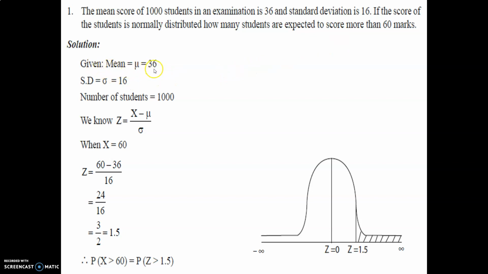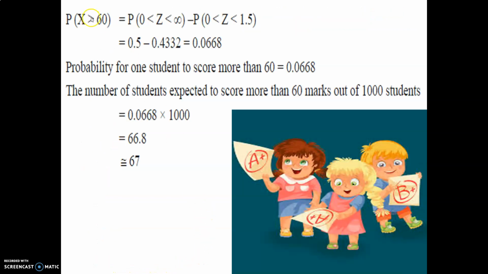Mean is given, that is mu is 36. Sigma, that is standard deviation, is 16. Number of students is 1000. We know that the z score is given by x minus mu upon sigma. X is equal to 60. Z is equal to 60 minus 36 upon 16, which is 24 upon 16, 3 upon 2, so 1.5 is the z score. P(x greater than 60) is P(z greater than 1.5), which is P(0 less than Z less than infinity) minus P(0 less than Z less than 1.5).